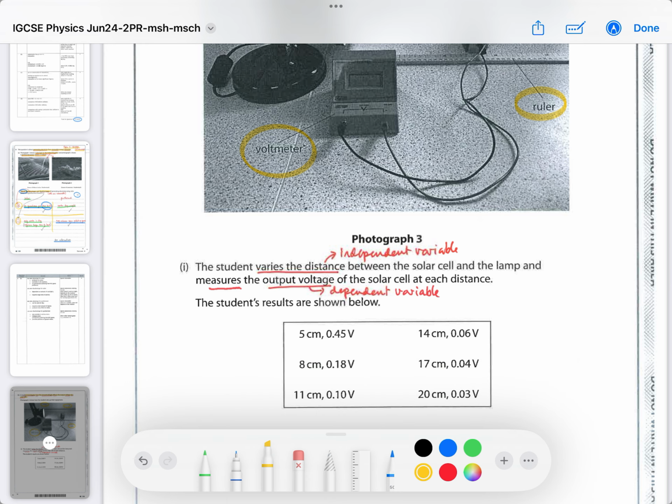So the student varies the distance between the solar cell and the lamp, so that's your independent variable, and then he has to measure the output voltage each time he changes the distance. So therefore, the output voltage of the solar cell is the dependent variable. Here are his results. He's just written them down as a list: 5 centimeters, 8 centimeters, 11 centimeters, 14, 17, and so on. Obviously as the distance increases, the voltage produced by the solar cell decreases.